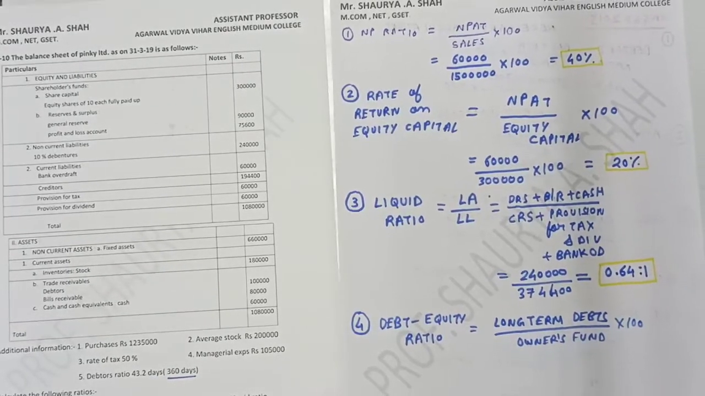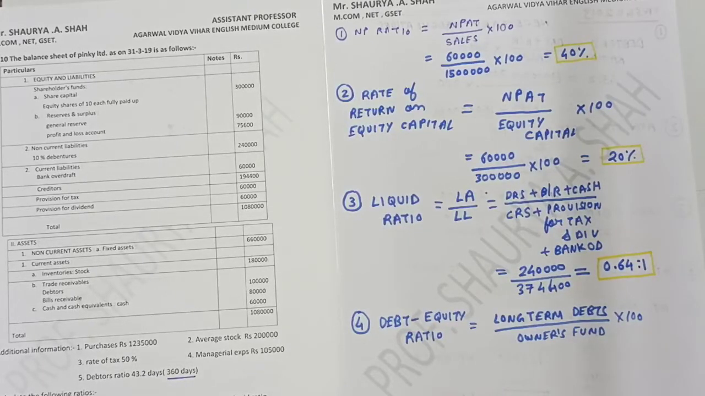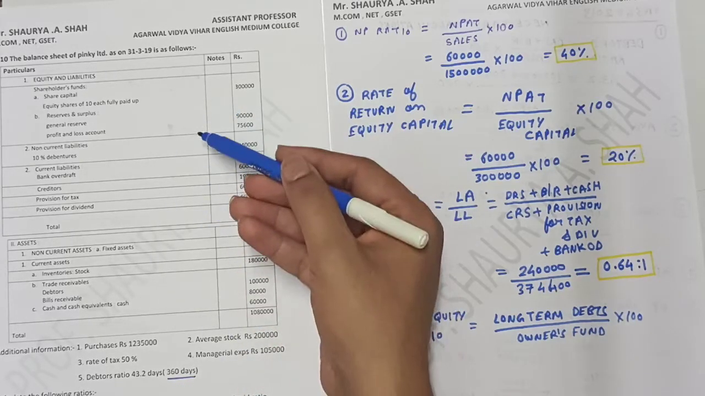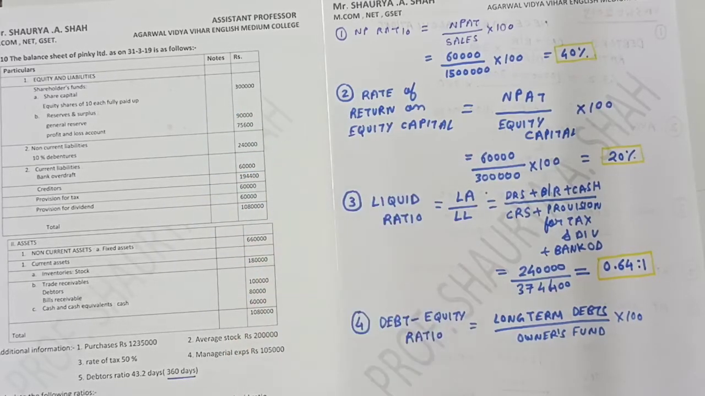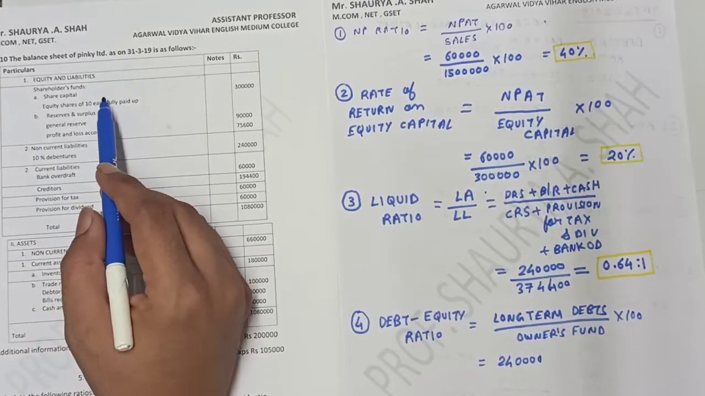I hope everyone is clear with the formula. Fine. So what are your long-term debts here, students? What do you consider in that particular thing? Here if you see in the entire sum, for long-term debts there is nothing given, only the debentures. So we will take only the 10% debentures amount, that is 2,40,000, into consideration, divided by owner's fund. Now what do you take in owner's fund, students? Owner's fund is as good as your shareholders' fund.